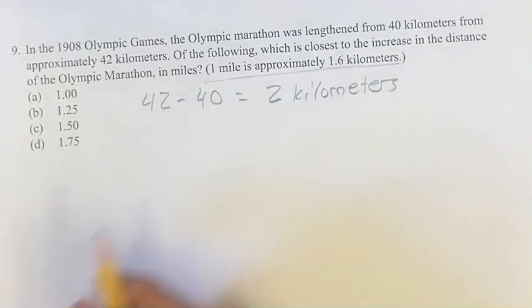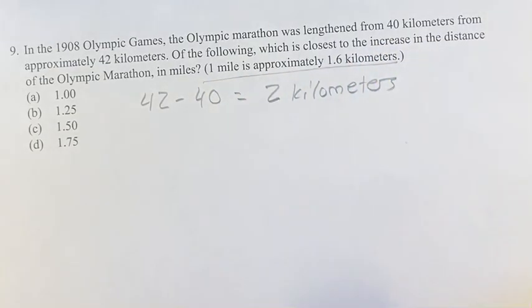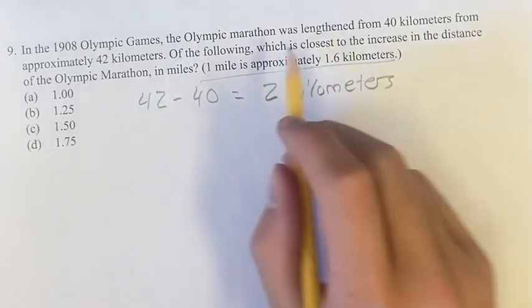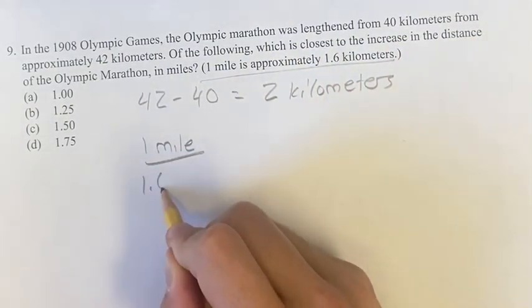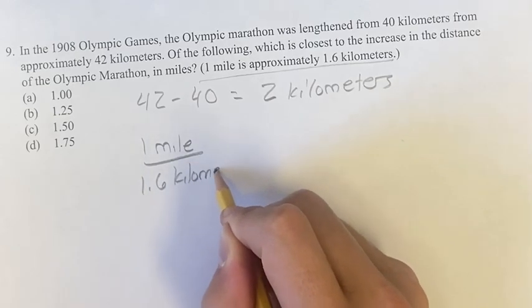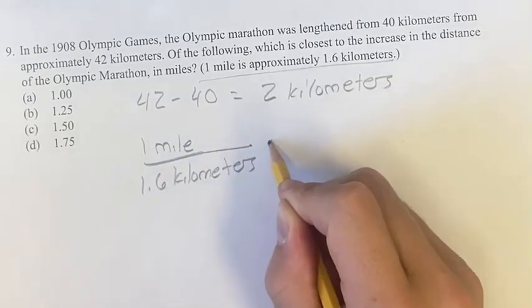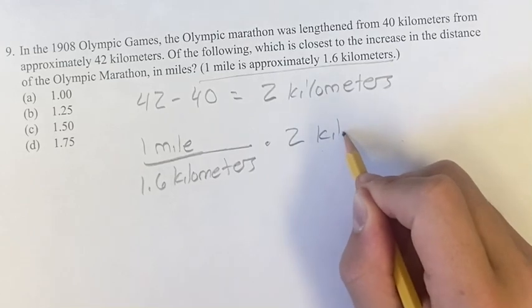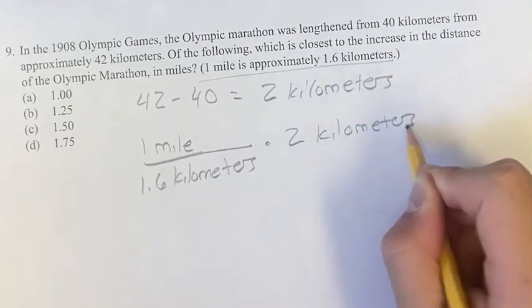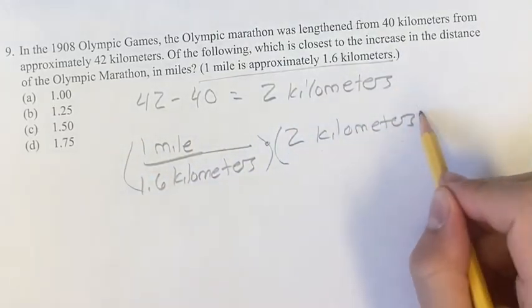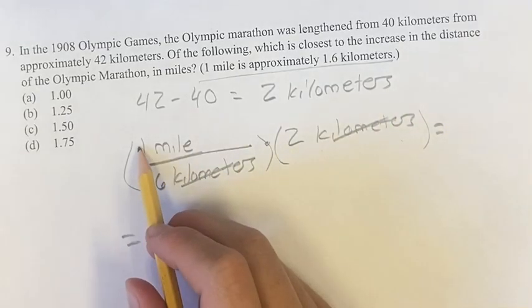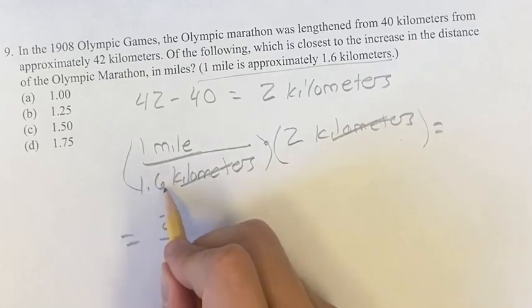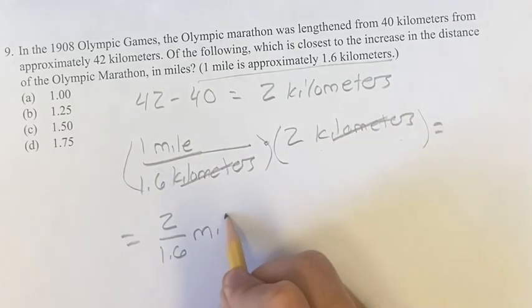We're told that 1 mile is approximately 1.6 kilometers. So if we take this conversion rate, right, and we have 1 mile over 1.6 kilometers, we can multiply that by our distance, 2 kilometers, which we're trying to convert. And when we multiply these, the kilometers unit cancels out. And we're left with 2 times 1 is 2 over 1.6 miles.